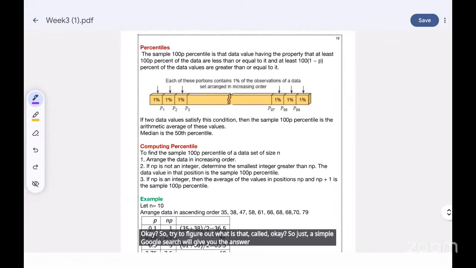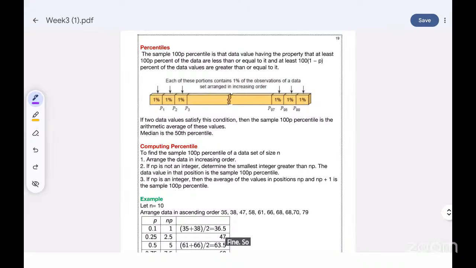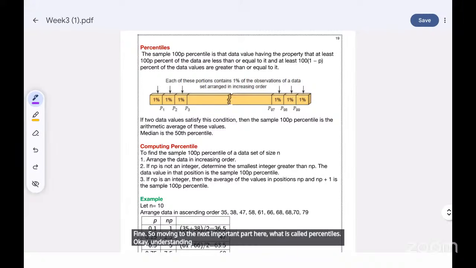Okay, fine. So moving to the next important part, what is called percentiles. Understanding percentiles is again important. In certain exams, your scores are sometimes given in terms of percentiles, so you should understand what is meant by percentile.